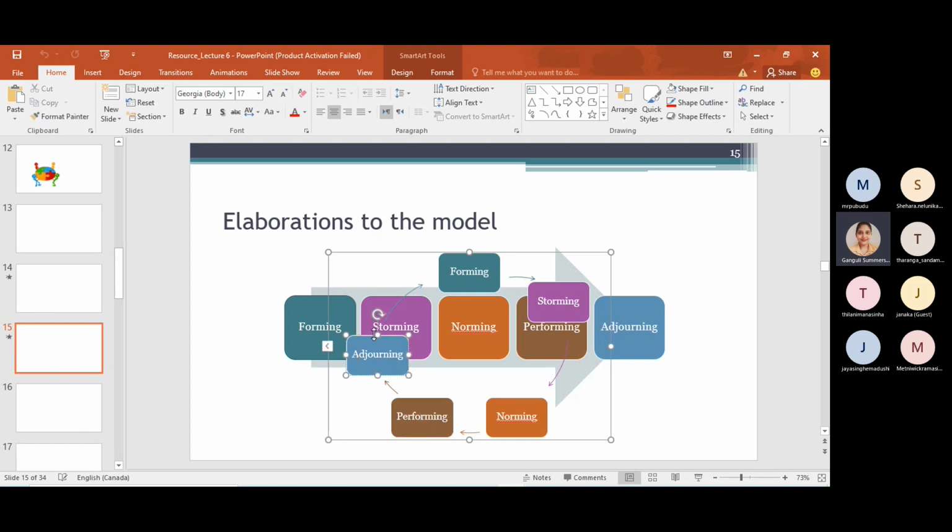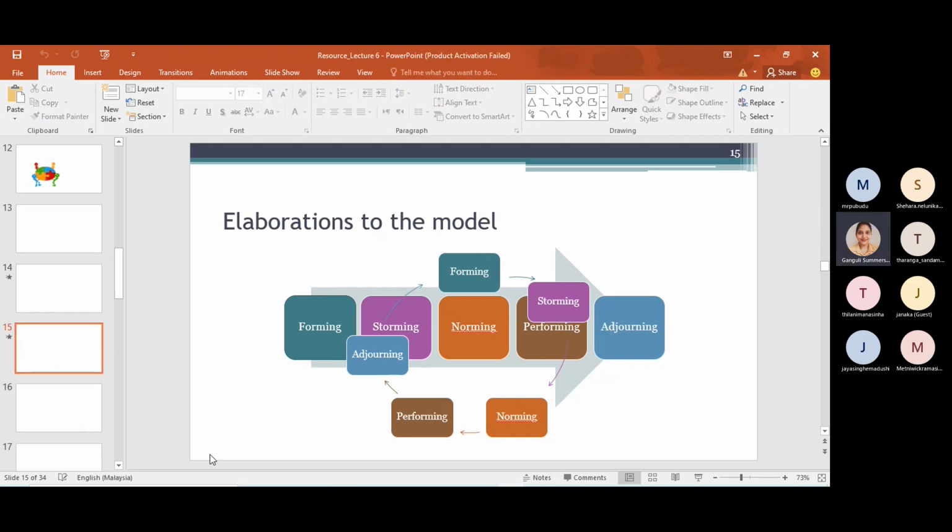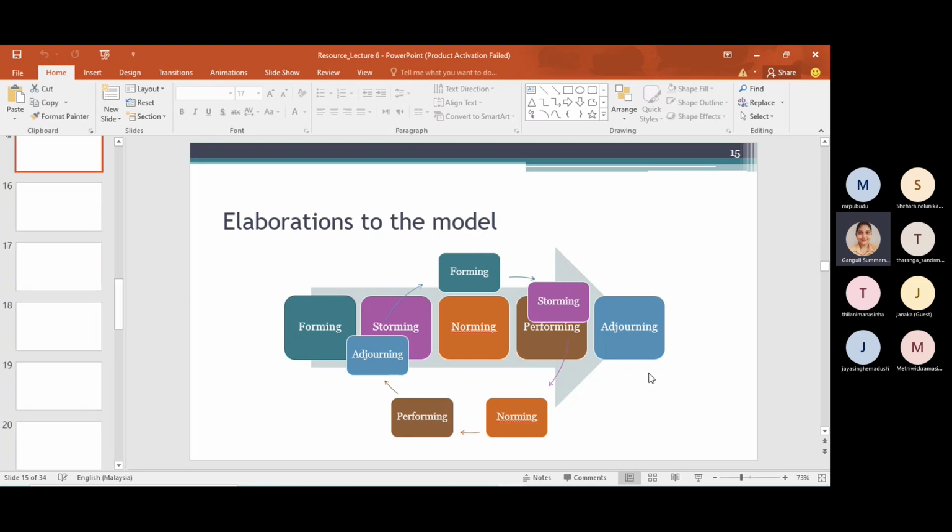Performing leads to adjourning, and adjourning leads to forming again. Okay, so it is a cycle. It happens in a cyclic manner. Okay, so now we can start talking about each stage in detail.